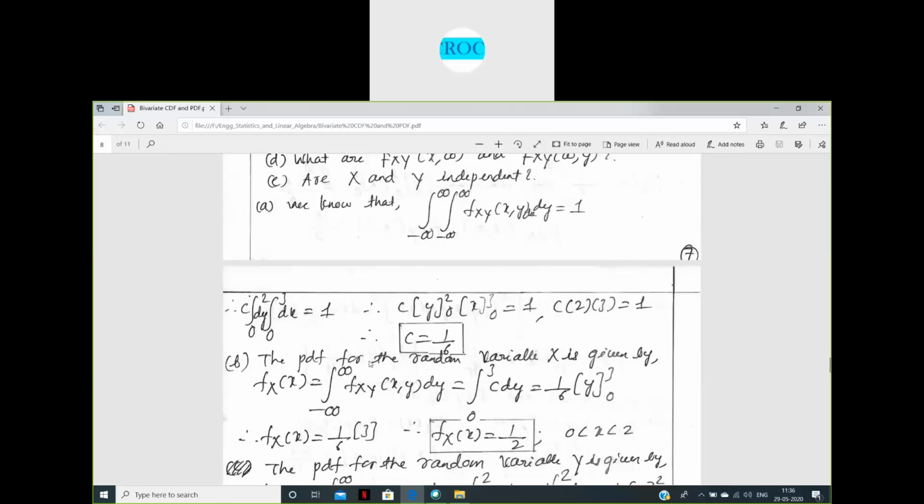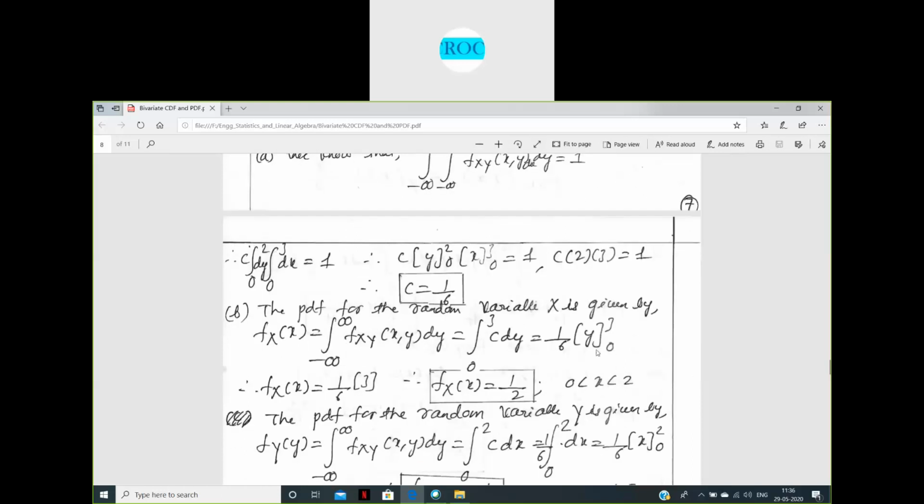Second, you need to calculate the PDF for the random variables x and y. Now what is the equation for the PDF for random variable x, which is given by the integration from minus infinity to infinity of fXY of x comma y dy, and what are the limits for this one? 0 to 3, c dy, this is equal to 1 by 6, the limits are 0 to 3. So 3 by 6 is 1 by 2. Therefore, the PDF for the random variable x is equal to 1 by 2 for x less than 2.